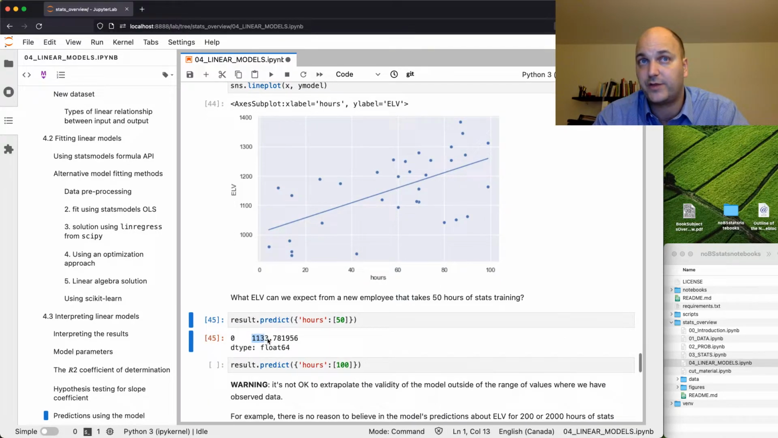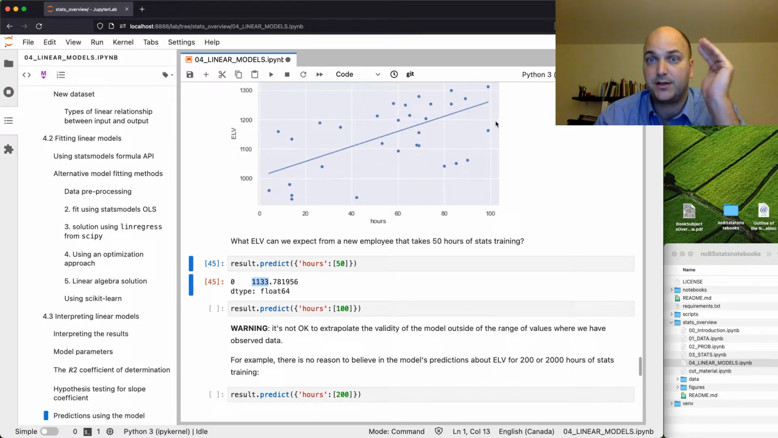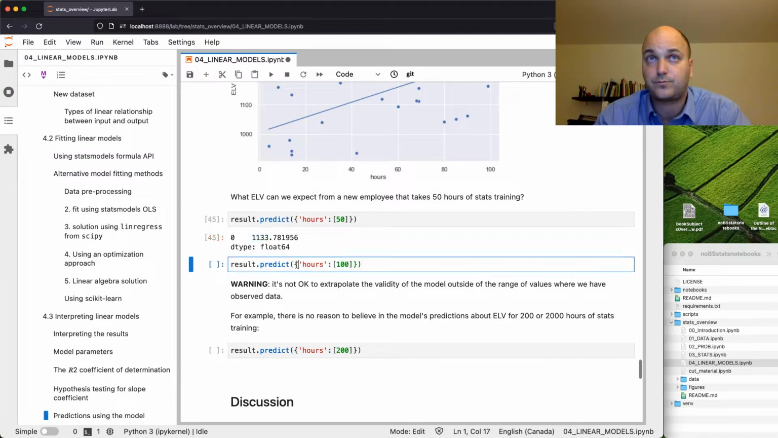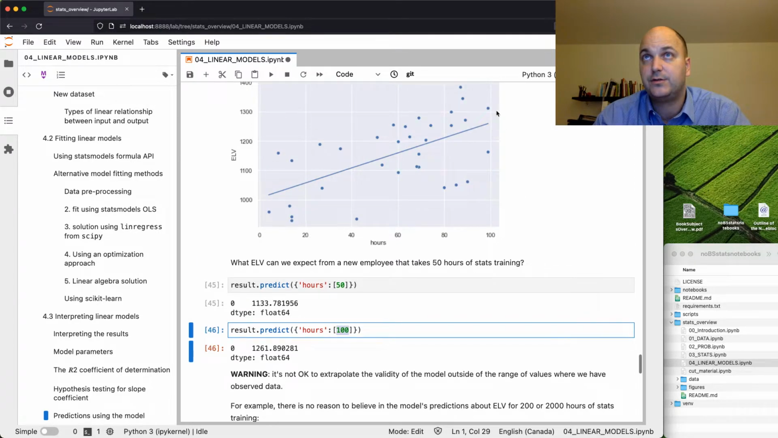Yeah, 1,130 employee lifetime value. So this is what the model is good for. We can predict the Y value, the employee lifetime value, for any number of hours, not just the data points we have. And this prediction is the average, right? Every employee will vary, but the best fit line tells us the average of these, like the mean. Similarly, after 100 hours, we get this value here.